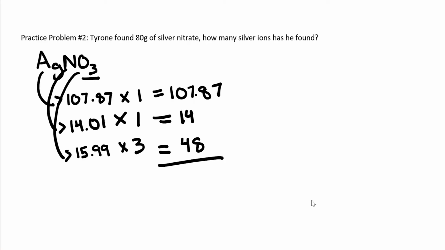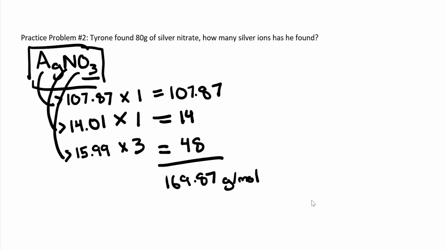And then from here, just add these values all up, and you should get a final answer of 169.87. And that's going to be grams per mole because that is the molar mass of this entire silver nitrate compound. All right, so hopefully you see what we did there. We broke it down to its individual elements, added them together, and now we have the entire molar mass. Awesome. But we're not done.